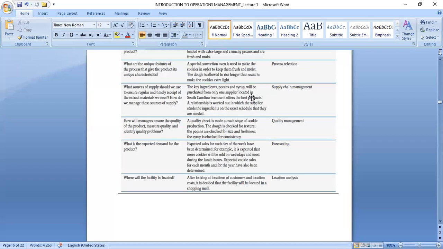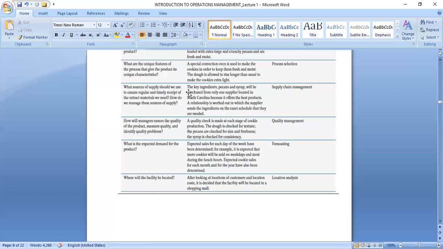And then also at the end of the day, who are their customers, and how are they delivering their cookies to the final customers? So those will have to be our decisions.